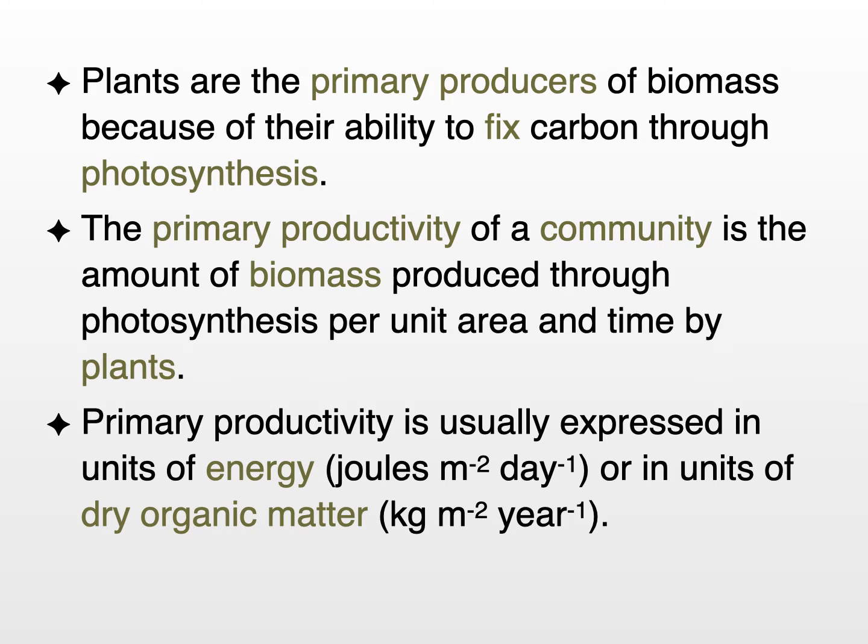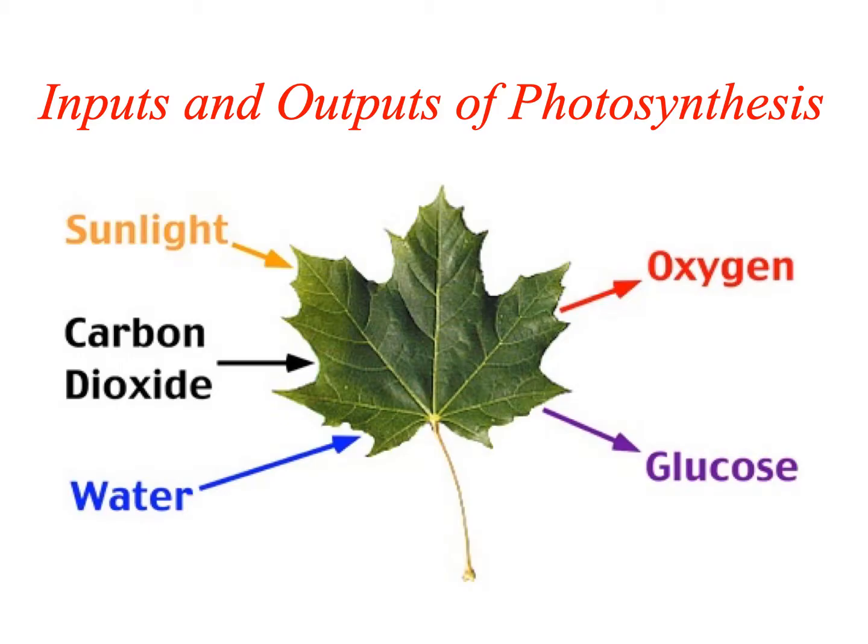The primary productivity of a community is the amount of biomass produced through photosynthesis per unit area and time. So we've added the element of time here. And primary productivity involves plants, so we're talking about plants. Primary productivity is usually expressed in units of energy, joules per meter squared per day, or in units of dry organic matter, kilograms per meter squared per year.